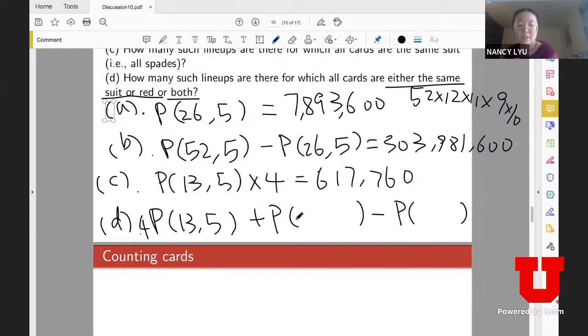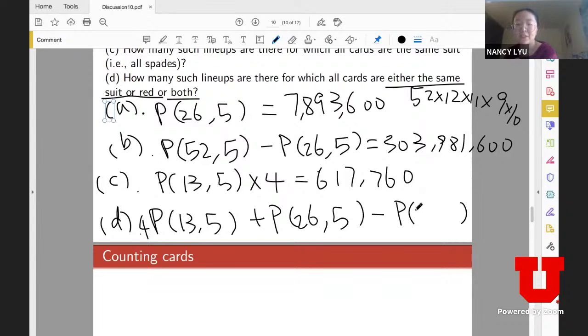That would just be the possibilities. That would just be the outcomes we found out in part A, which is 26 choose 5. And we want minus overlap. So the overlap means that they're in the same suit and they're red. So remember, we have 2 suits that are all red cards, and each suit has 13 cards.